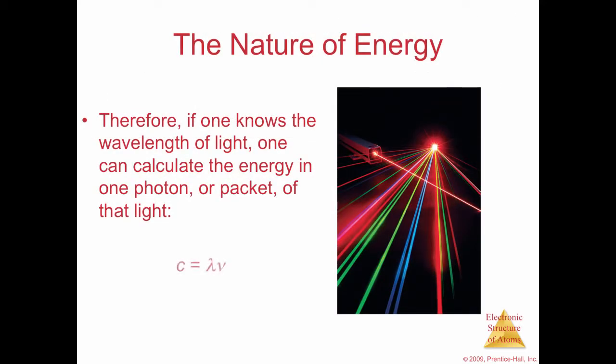If one knows the wavelength of light, one can calculate the energy in one photon or packet of that light. We have 2 equations now to describe light. We have the speed of light is equal to the wavelength times the frequency. And we also have energy is equal to Planck's constant times frequency.